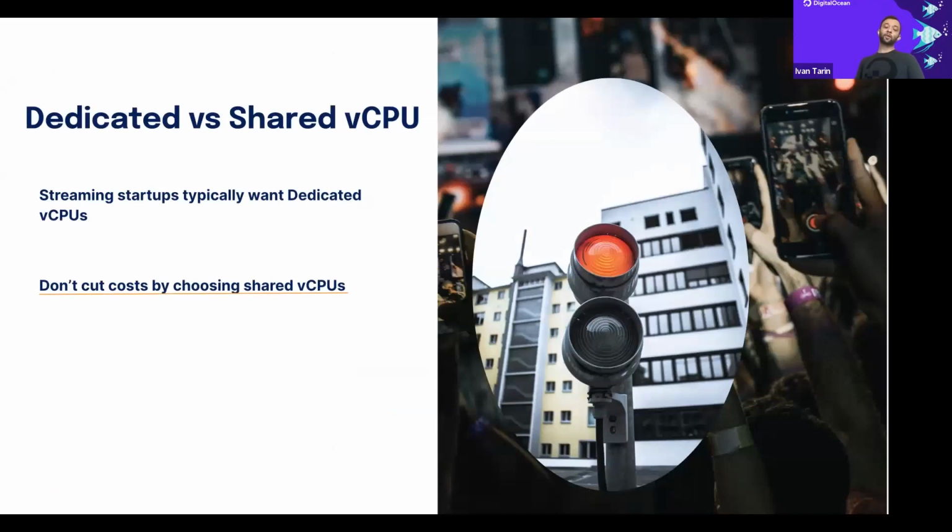So this was one of the questions we had in our quiz. Dedicated versus shared vCPU. Typically, streaming startups, businesses, they want to be using dedicated vCPU rather than shared vCPU. So the differences between the two, if you're unfamiliar, virtual machines have this thing called a hypervisor. They have a network that they talk to each other. Dedicated vCPUs have an exact partition of the CPU, and they have direct access to computing power.